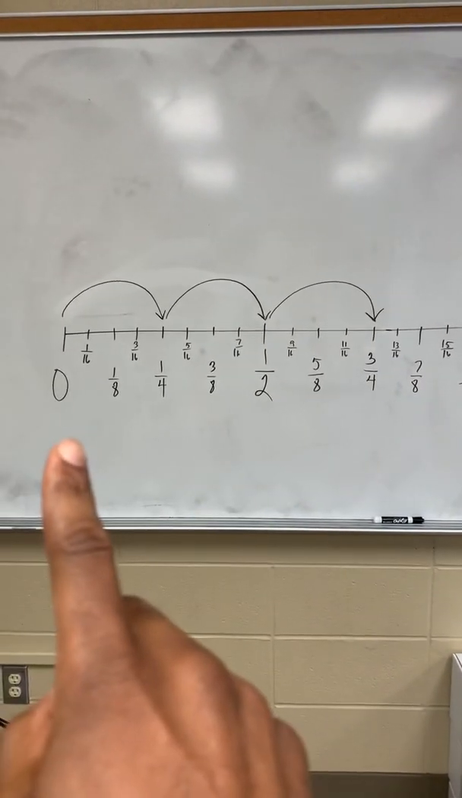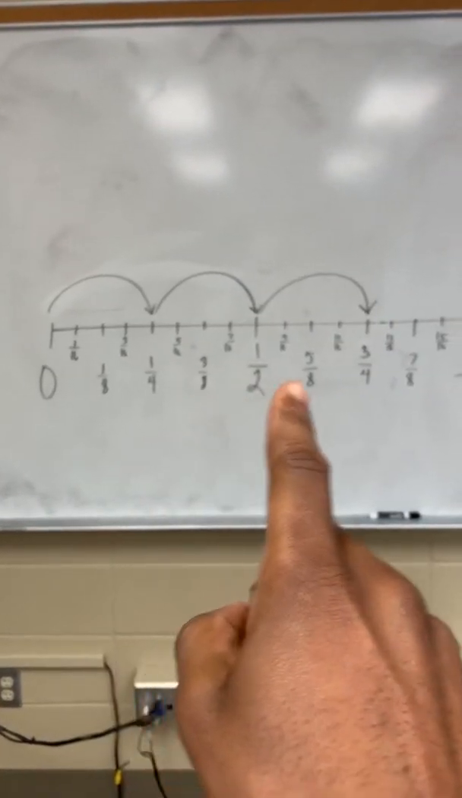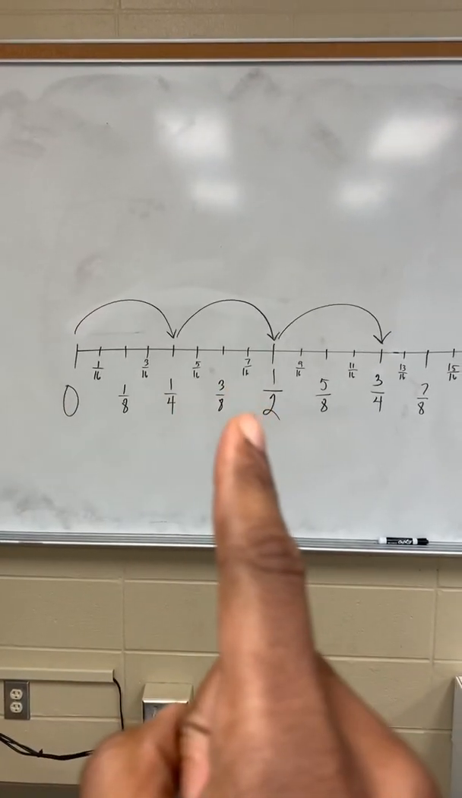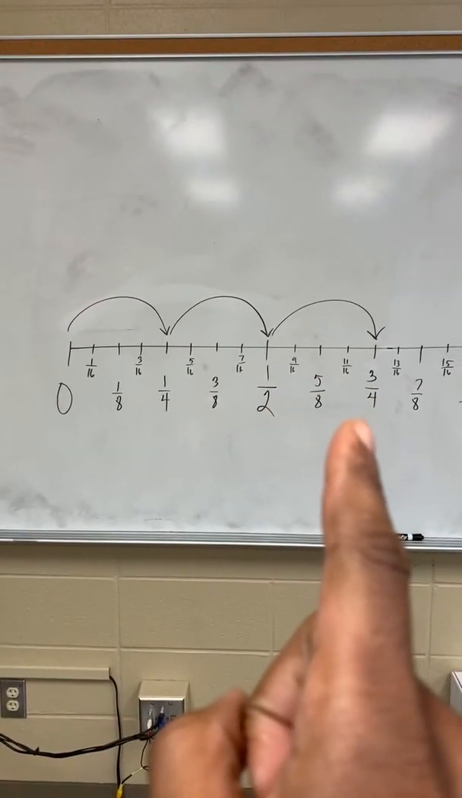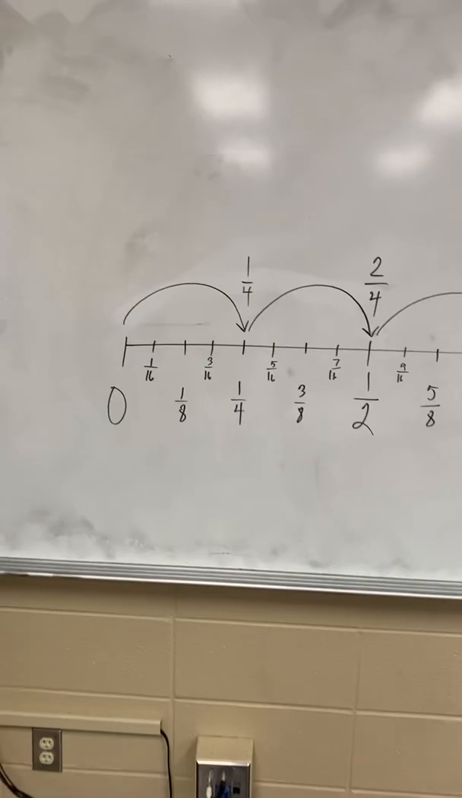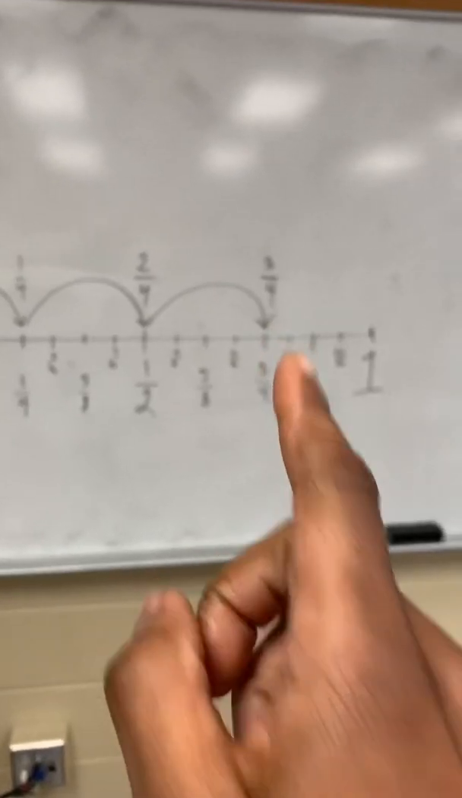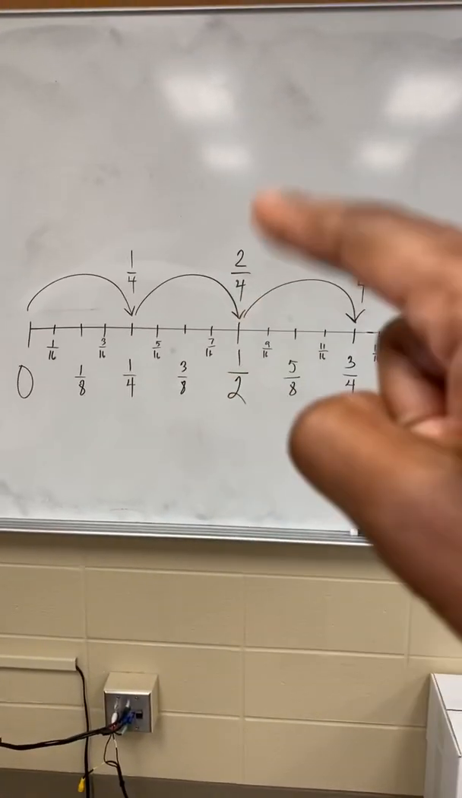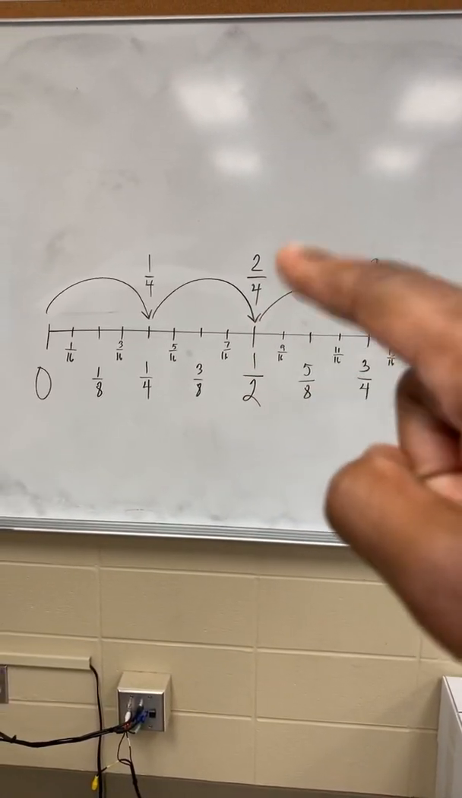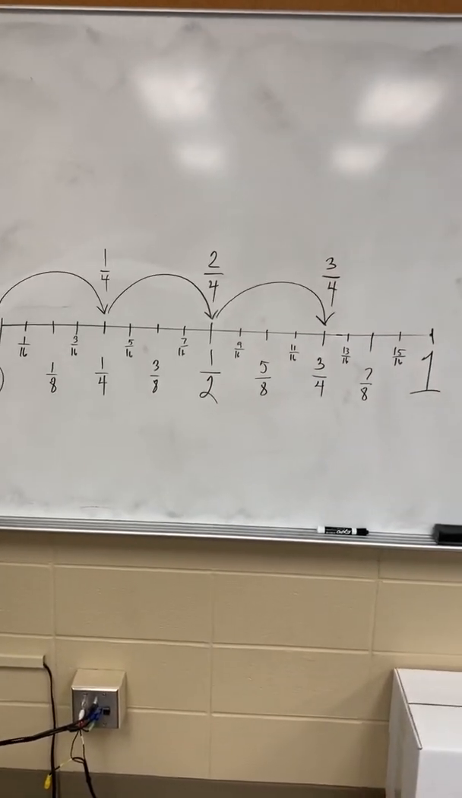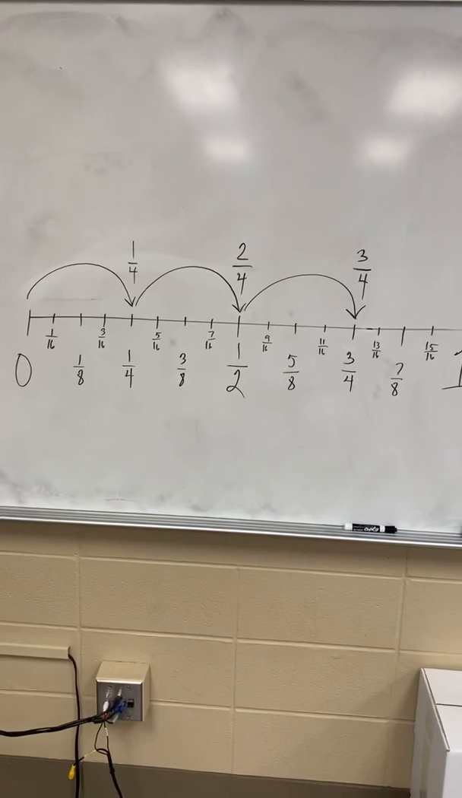So look what I'm counting by. I'm jumping 1/4 every time. Everybody see that? So if that's 1/4, that makes that 2/4, 3/4. So if you look at the patterns here, you got a 1/4, a 2/4, then a 3/4. Notice how the 2/4 and the 1/2 land on the same spot, right? That's a distinct location on the number line, and they are equivalent fractions.